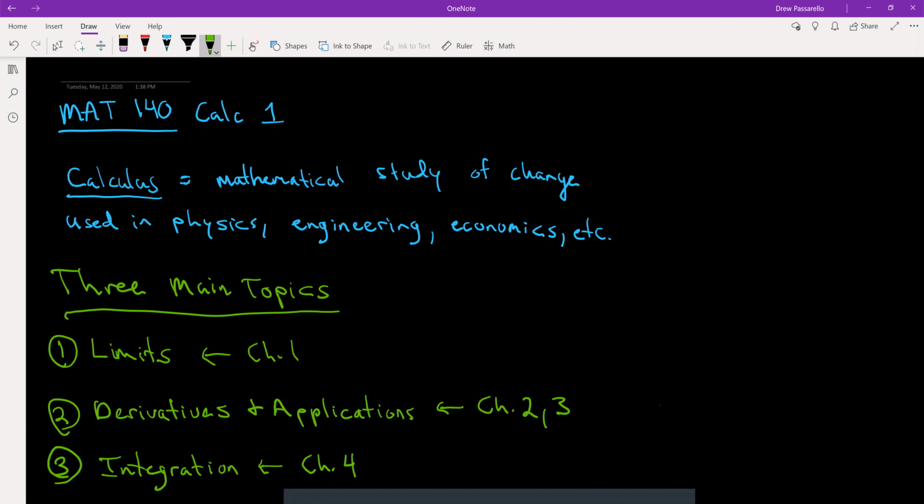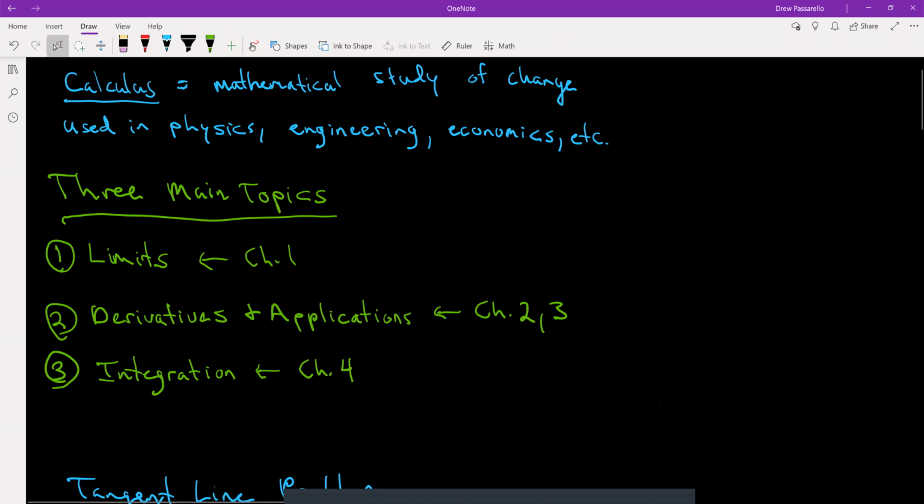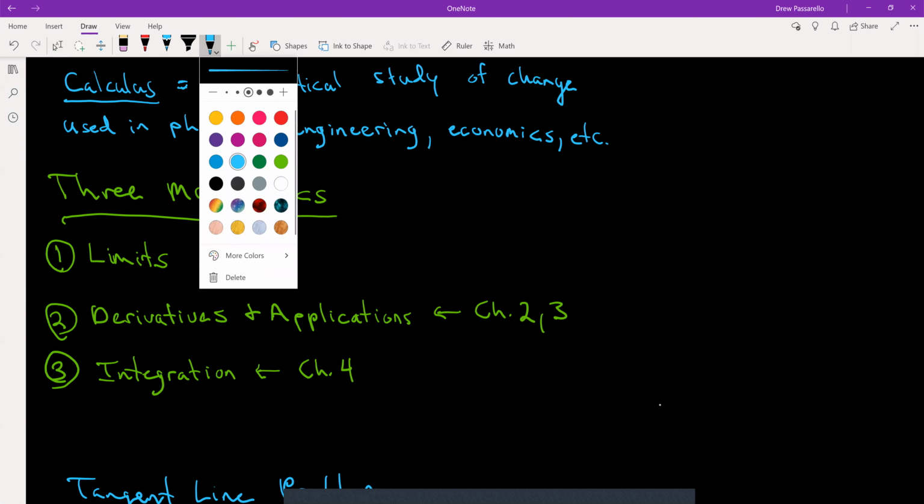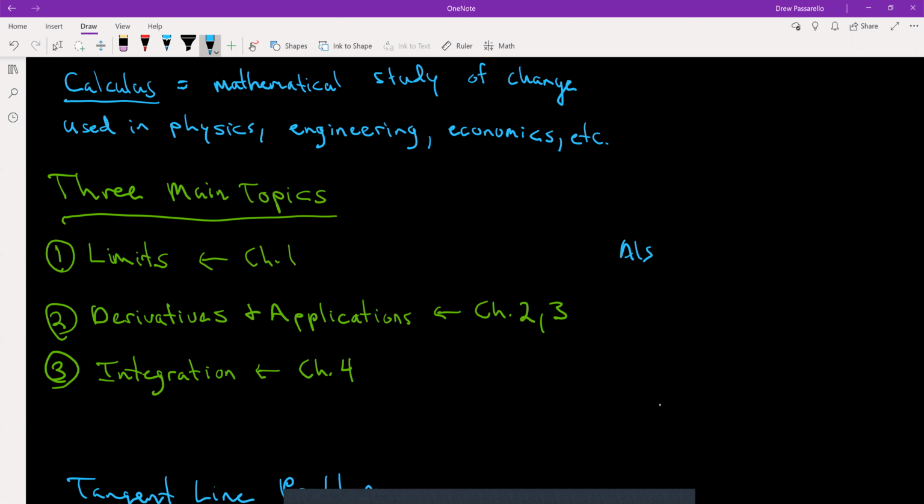But the three main topics for our course are limits, derivatives, and integration. It's the first 4 chapters of our textbook. Limits are chapter 1. Derivatives and their applications are chapters 2 and 3. And integration is chapter 4. And then we'll also be covering some bits of chapter 5. All right, so that's the overview.